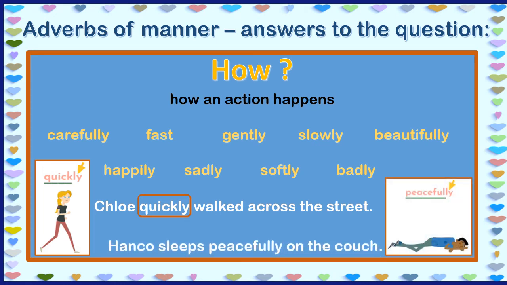Let's look at another example. Hanku sleeps peacefully on the couch. So first let's find the verb in that sentence. Yes, very easy, it's sleeps. How is Hanku sleeping? He sleeps peacefully on the couch.